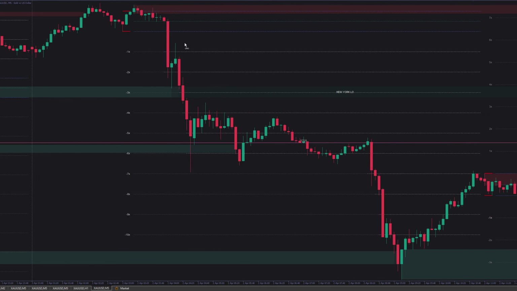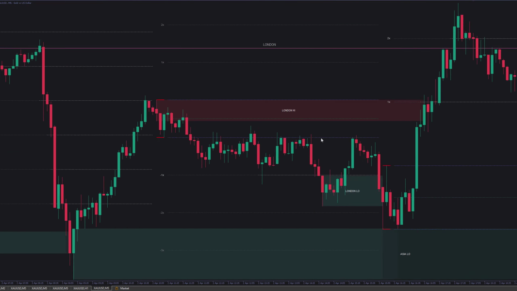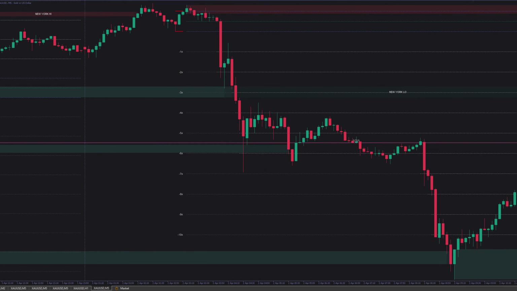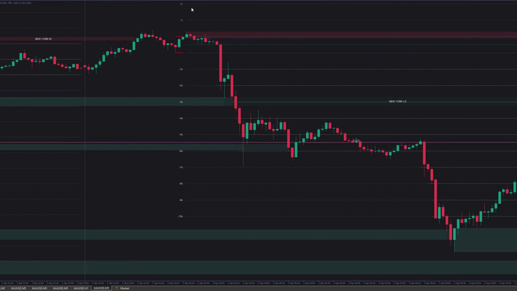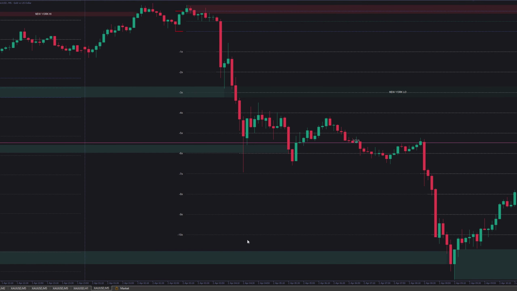The color zones make it visual and instant. You can see at a glance which level belongs to which session, how far expansion has reached, and where price is likely to go next. This is your trading roadmap. Let me show you a real setup on the chart, because this is where theory becomes money.